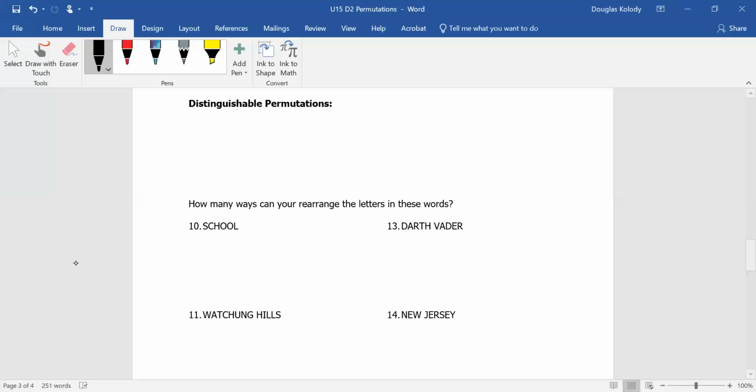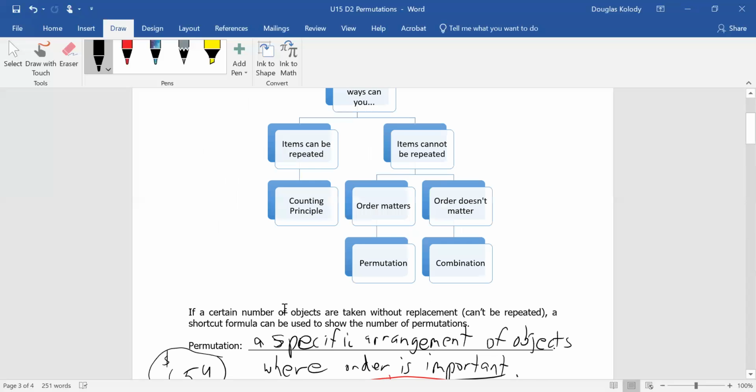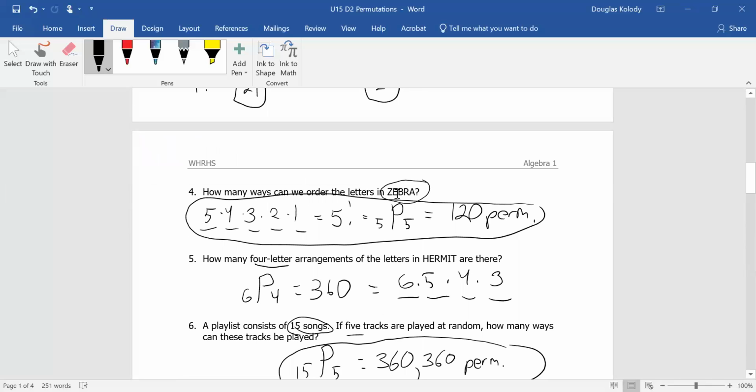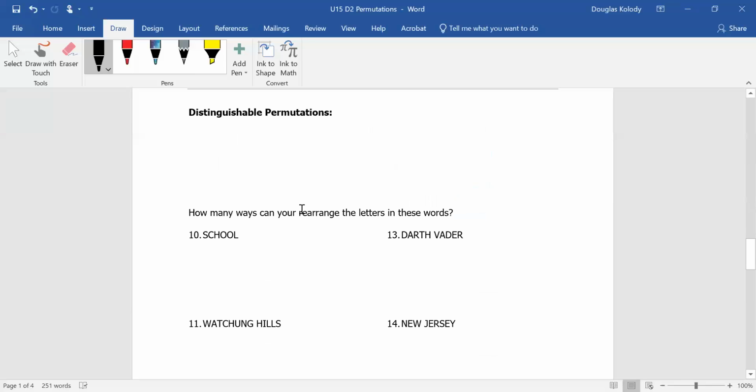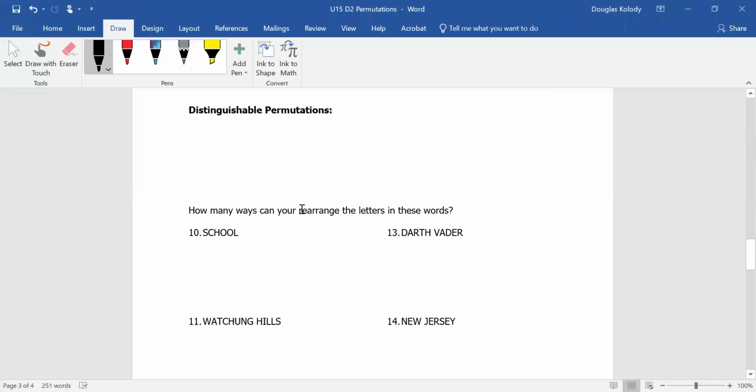So I would normally think, let me go back up for a second. Whenever you're using all the letters, like in zebra, wasn't that just 5 factorial? 5, 4, 3, 2, 1. Yeah. So in this case, 6 letters, 6 factorial. Sounds simple to me. So I'm going to do 6 factorial ways.